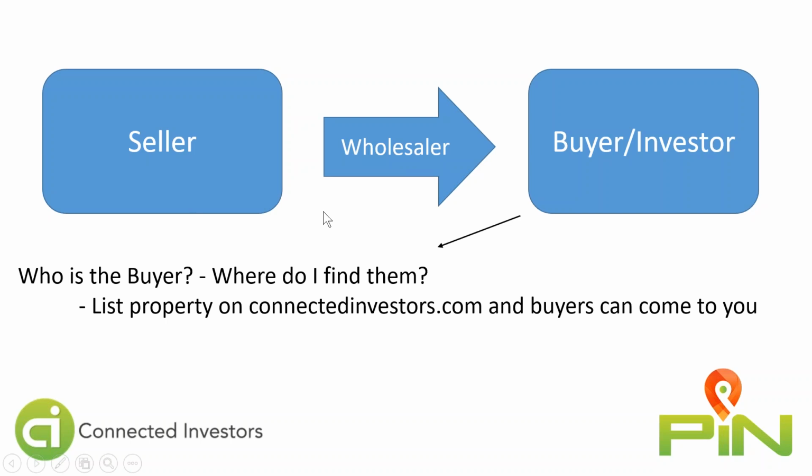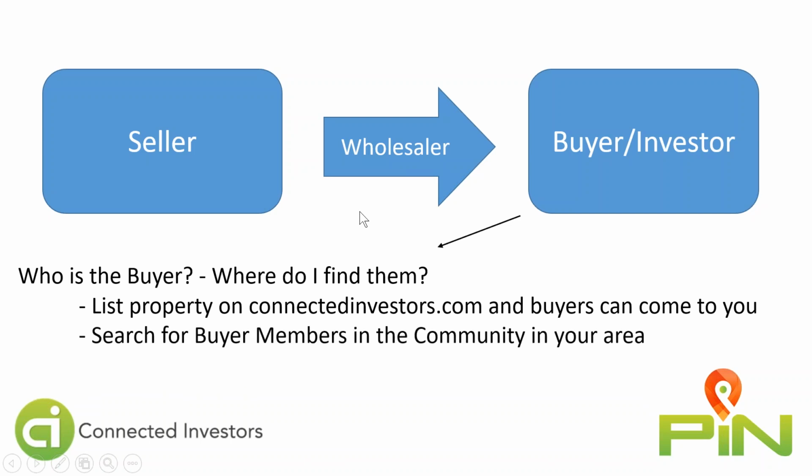We also notify them on Connected Investors that this property is for sale. So really, really cool. Another thing you can do is you can just search for buyer members in the community that's in the area of the property. So you can go to community and then go to members and do a member search in that area for buy and hold or fix and flip members. You can search for them right there.